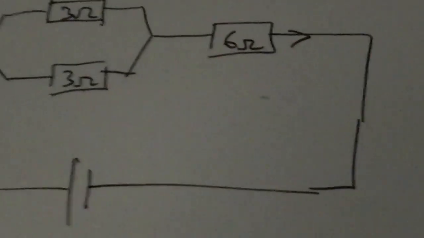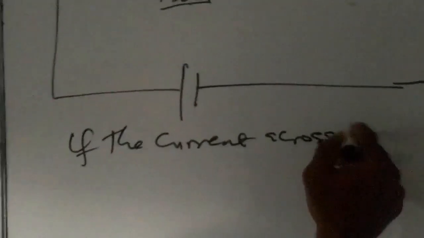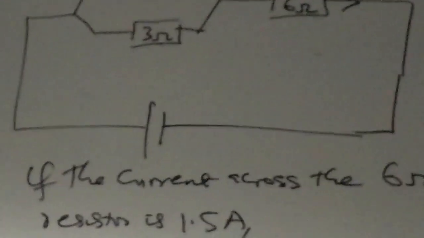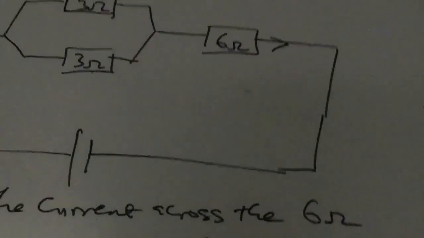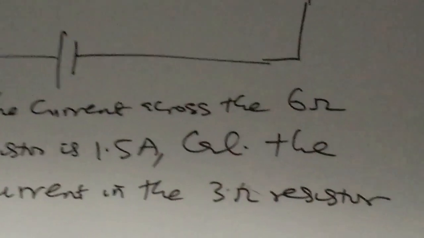We are asked, they say, if the current across the 6 ohm resistor is 1.5 amperes, calculate the current in the 3 ohm resistors. So if the current in the 6 ohm resistor is 1.5 amperes, calculate the current in the 3 ohm resistors.